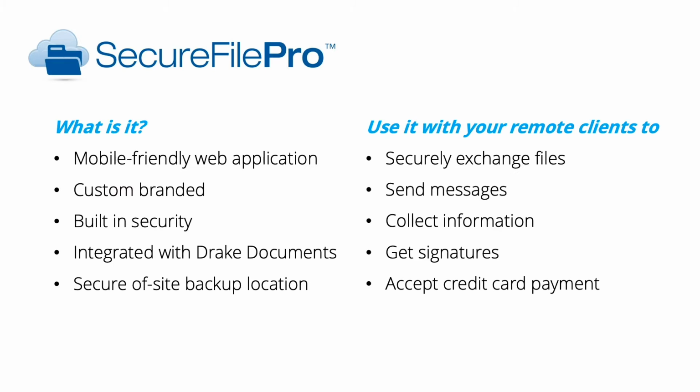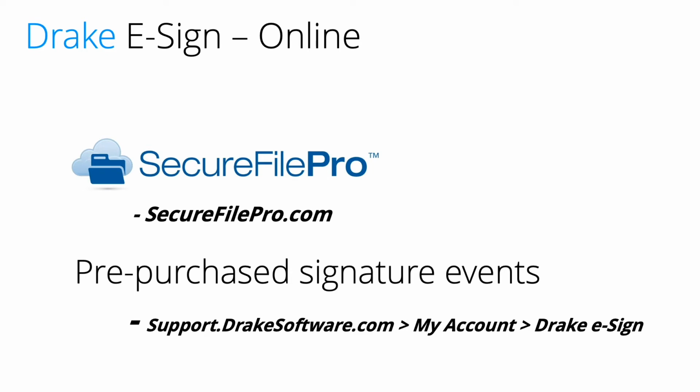Secure File Pro is used to securely work with your client remotely. Use it for secure document exchange, to communicate and gather information, to capture signatures online, and to receive payment for your services. For information on Secure File Pro, visit securefilepro.com. For more details on signature events, go to the Drake Support website at support.drakesoftware.com. Once signed in, go to My Account, Drake eSign.